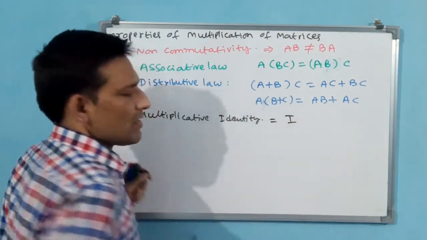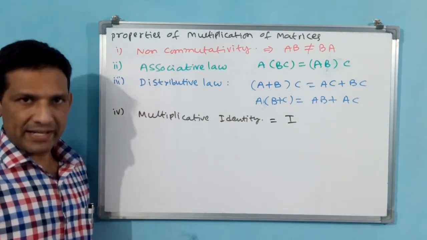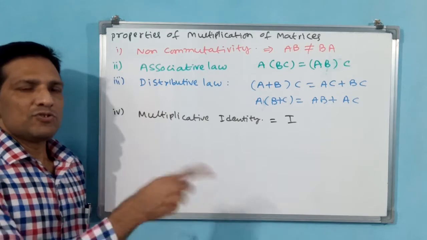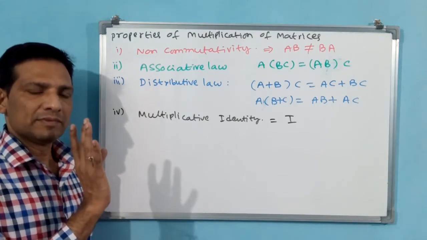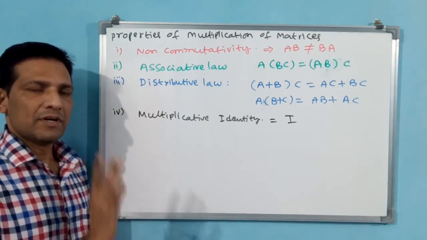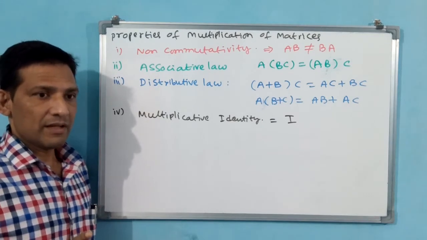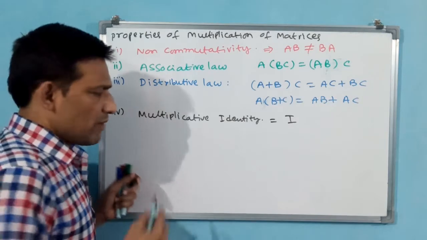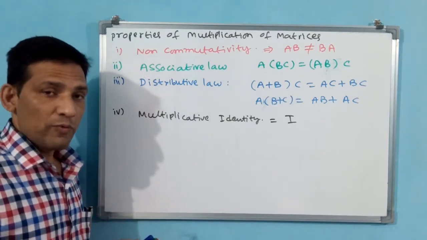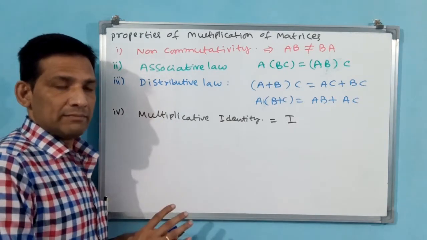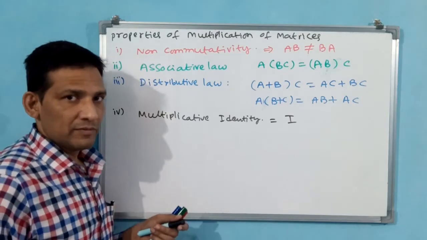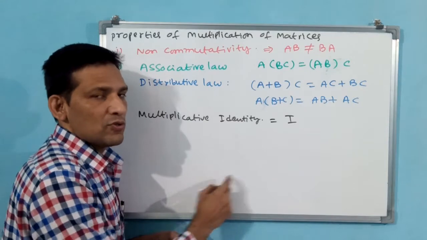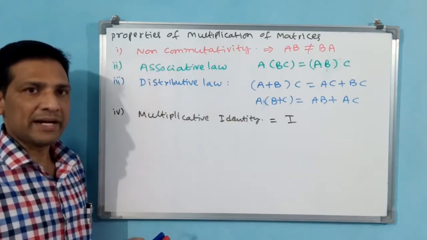You see, what is identity? I. What is I? I is a square matrix, a diagonal matrix. Simple one: for order 2, you write 1 0 0 1. Why? Because only the diagonal has to become 1. For order 3, it is 1 0 0, 0 1 0, 0 0 1. Like that it will be the identity matrix.